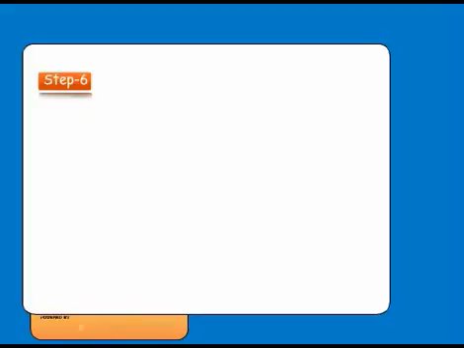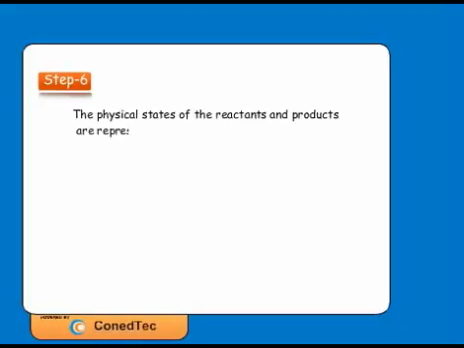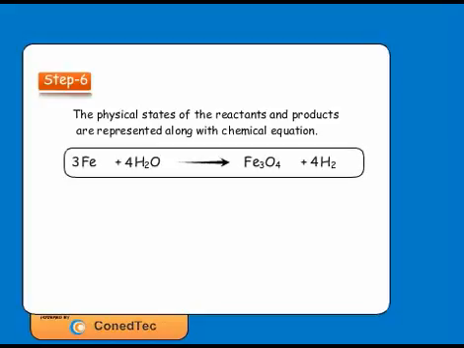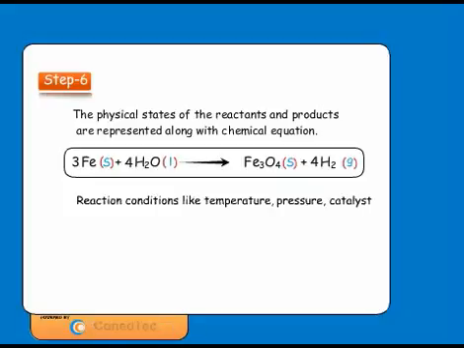Step 6. The physical states of the reactants and the products are represented along with the chemical equation. 3Fe, that is a solid, reacts with 4H2O, that is a liquid, to form Fe3O4, that is a solid, plus 4H2, which is a gas. Reaction conditions like temperature, pressure, and catalyst are also represented.